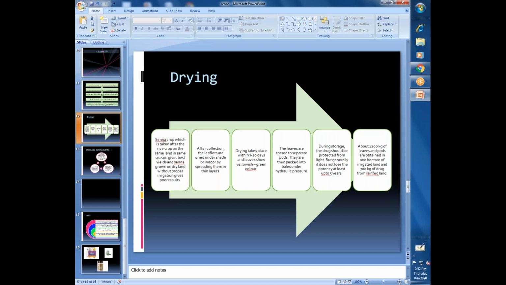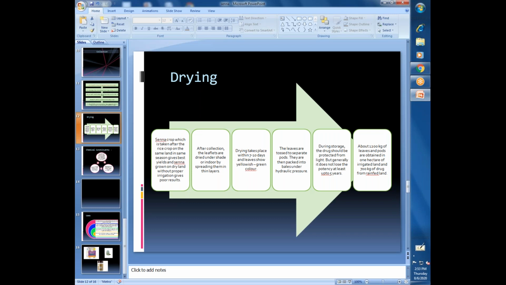So once you grow senna, then you grow the rice, then you grow the senna. That will yield good quality and the best yields of senna. Senna grown on dry land without proper irrigation gives poor results. It needs a very small amount of water, but it doesn't mean that it has to be grown on dry land without water. Then there will be a poor yield.